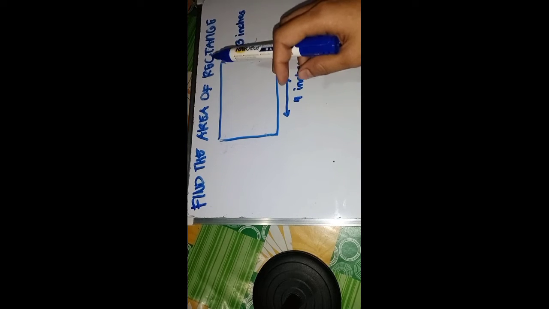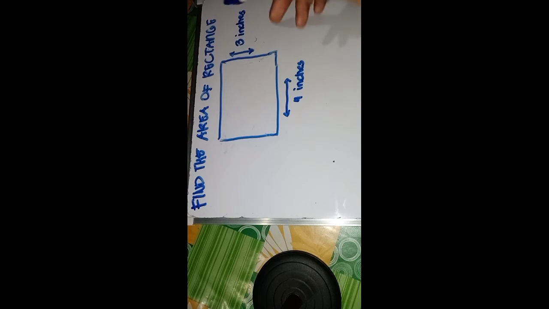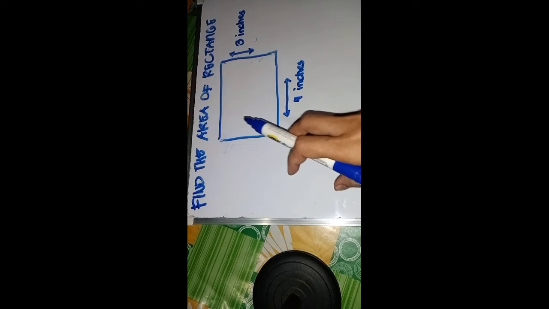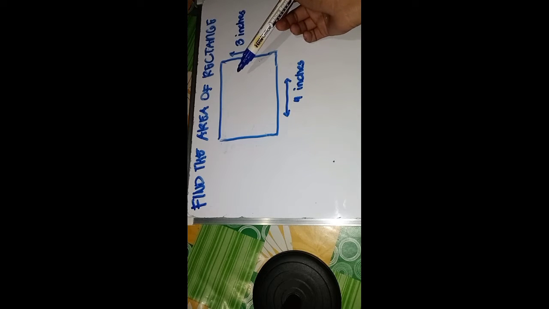Now find the area of a rectangle. The area occupied by a rectangle within its boundary is called the area of the rectangle. This is the figure of the area of a rectangle. The formula of the area of a rectangle is used to find the area occupied by the rectangle within its boundary. In the above example, the rectangle has a length of 4 inches and a width of 3 inches.